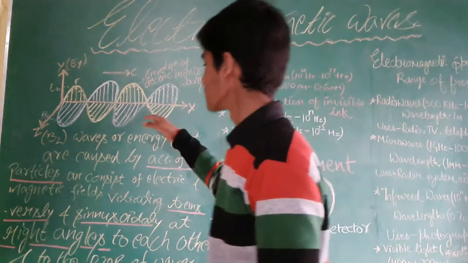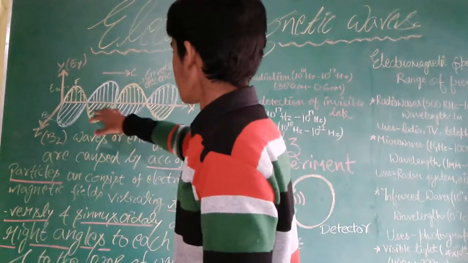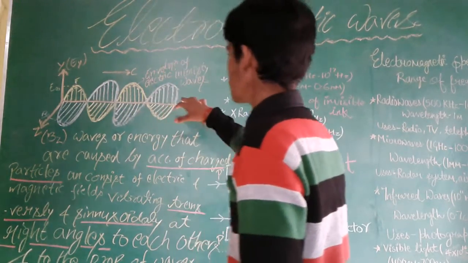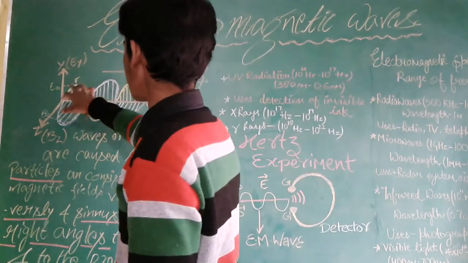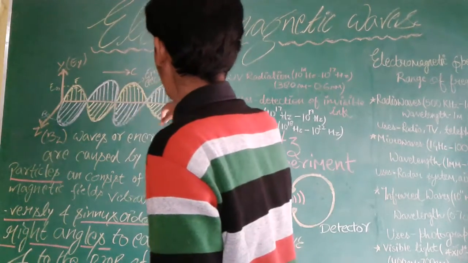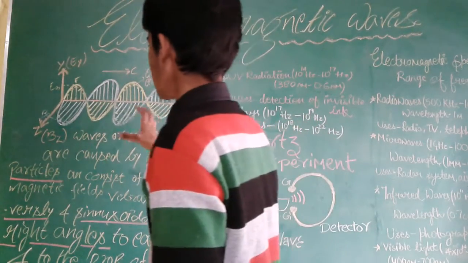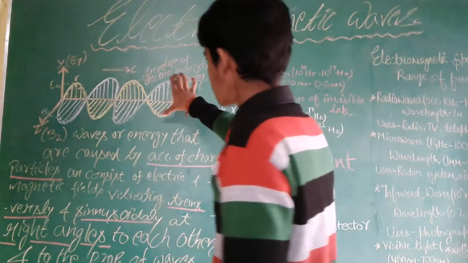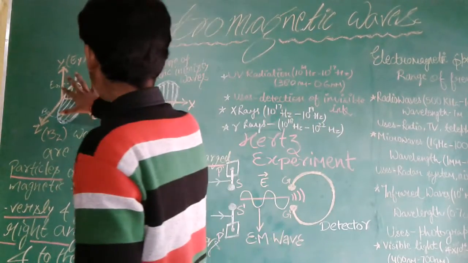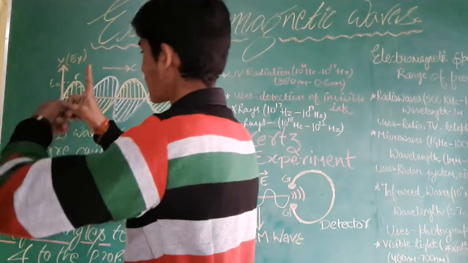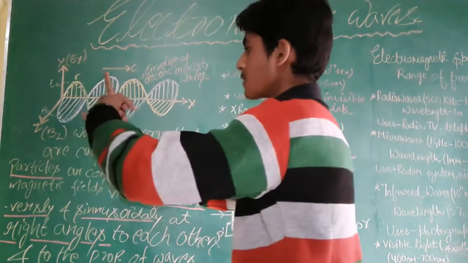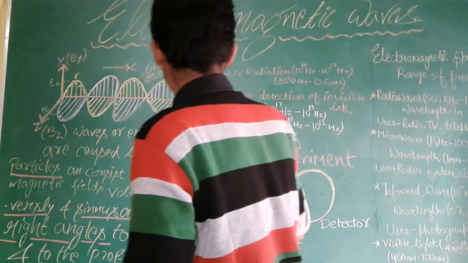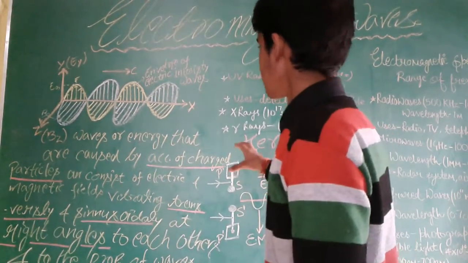Now comes the second point, which is sinusoidal nature. Sinusoidal means the variation of this wave is according to a sine wave. As we see here, both electric and magnetic fields vary according to the sine wave, and these are perpendicular to each other. This is also the transverse nature of light. This is the electric field like this, and the magnetic field like this, and the propagation of wave is in this direction. This is the transverse nature of electromagnetic wave.